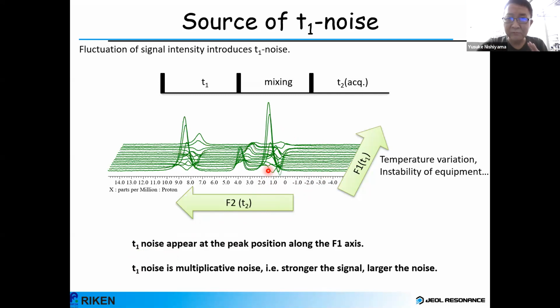And as we discussed, T1 noise comes from fluctuation of signal intensity. That means if you have a strong signal, we will obtain large T1 noise. That is, T1 noise is multiplicative noise. In this case, we expect large T1 noise on this signal because of the strong signal intensity. So this is the general discussion of T1 noise.